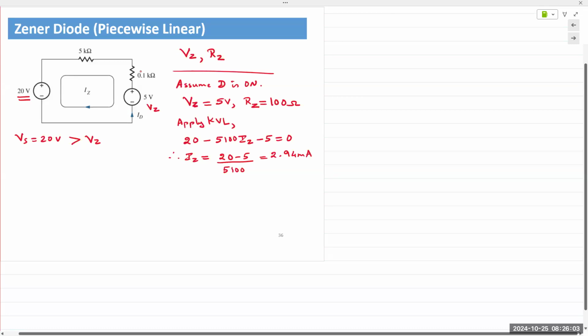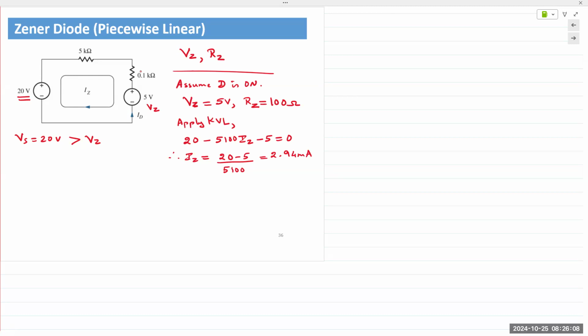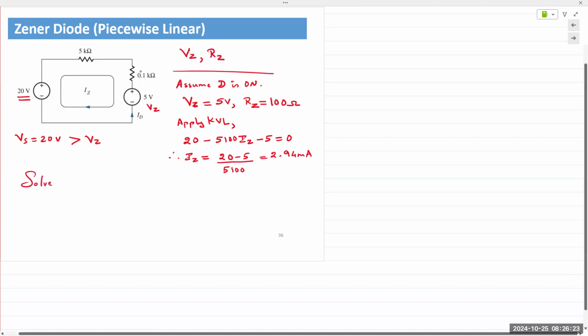2.94 milliamps. Okay. Simply apply KVL around the loop. We first make an assumption, then we apply KVL around the loop, write our equation, and solve for the Zener current. So, solve for IZ.